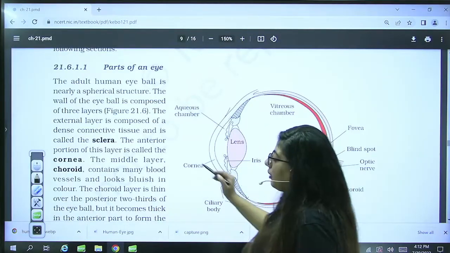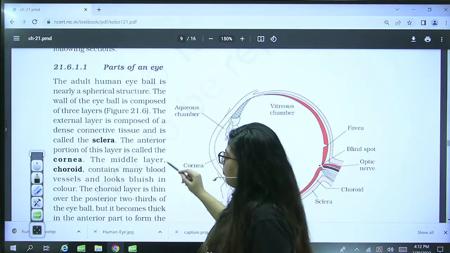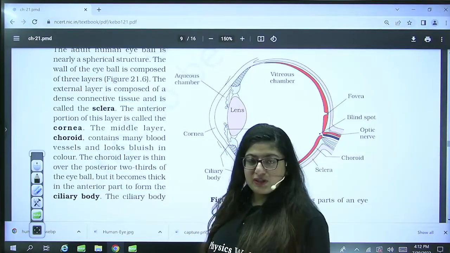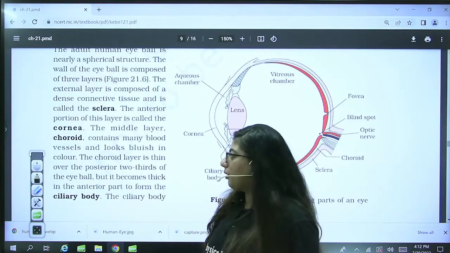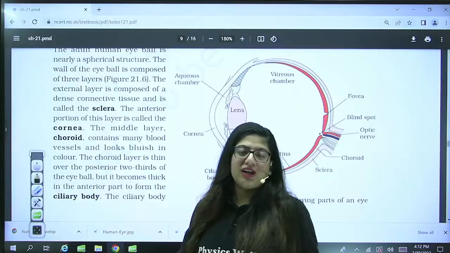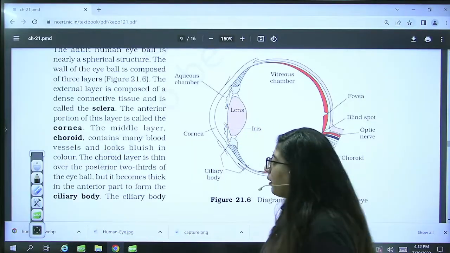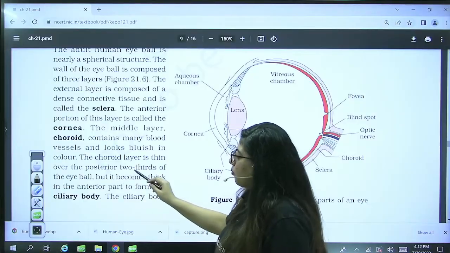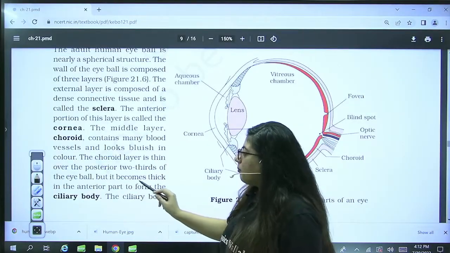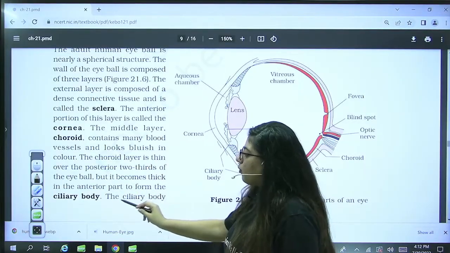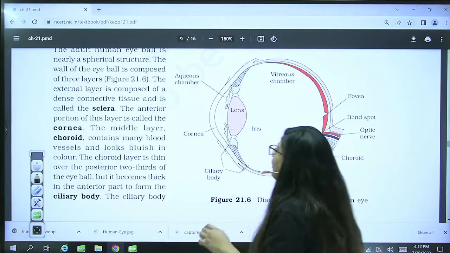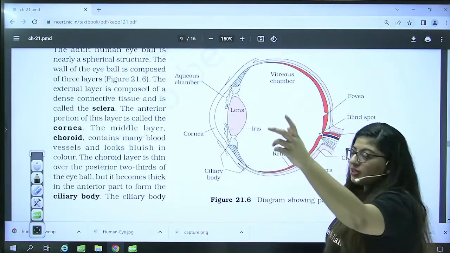Now, the middle layer, choroid, contains many blood vessels because it's a vascular coat. So definitely it will have blood vessels and look bluish in color. Now, what's the color of the choroid? The color is blue. The choroid layer is thin over the posterior two-thirds of the eyeball, but it becomes thick in the anterior part to form the ciliary body. So anteriorly it is thicker, just opposite to the sclera.